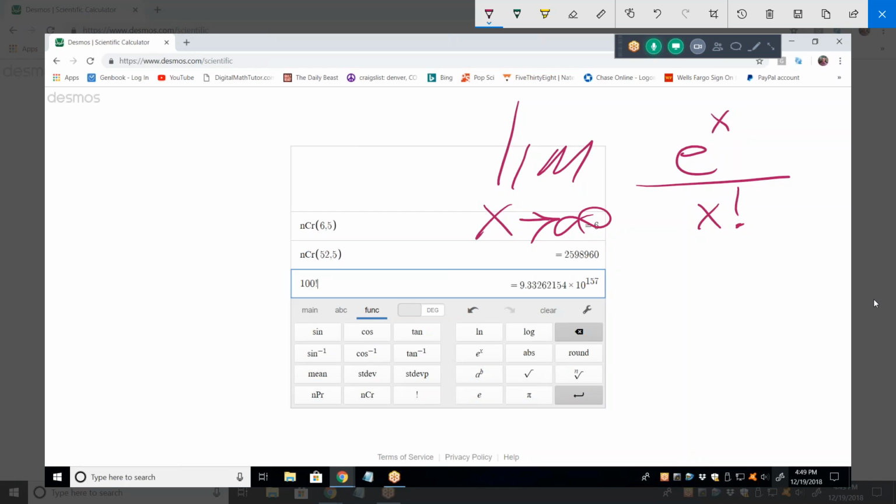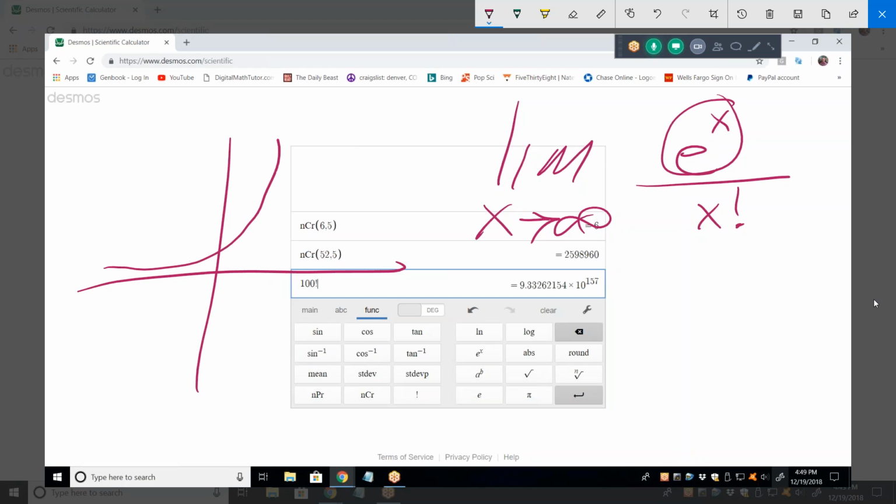In other words, e to the x grows pretty fast, right? You've seen exponential curves. They look like this. That being the growth. Well, guess what? Factorial is faster than exponential, so x factorial gets a lot bigger than e to the x as x gets bigger, and this whole thing goes to 0. Whereas if I reversed it and put the x factorial on top, the whole thing would go to infinity.